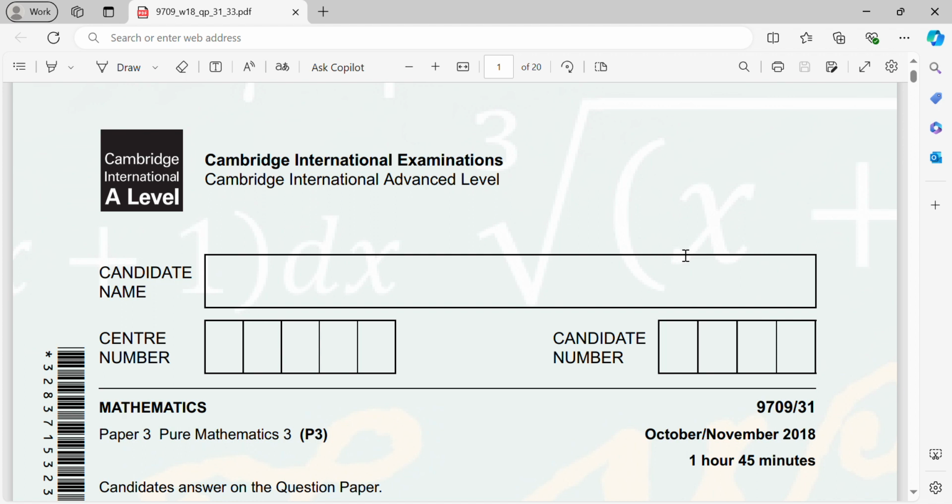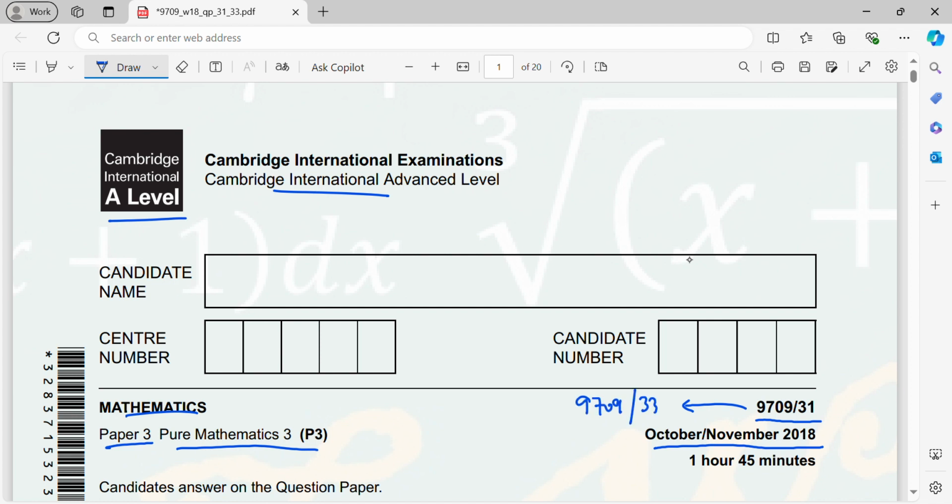This video is to discuss Cambridge International A-Level Mathematics Paper 3, which is Pure Mathematics 3 for October-November 2018, and the code is 9709/31. Just for information, this paper is the same as 9709/33, which is the variant 3 paper. Okay, so let's move on to question number 1.